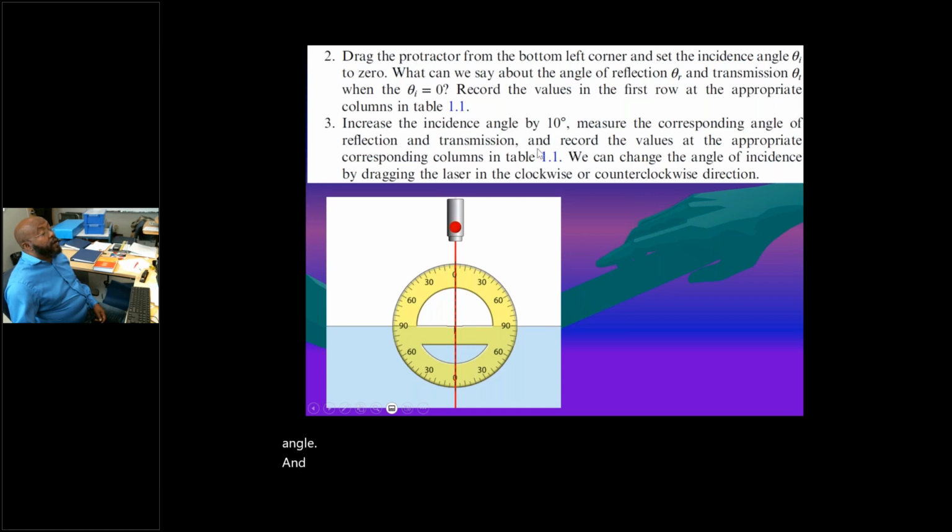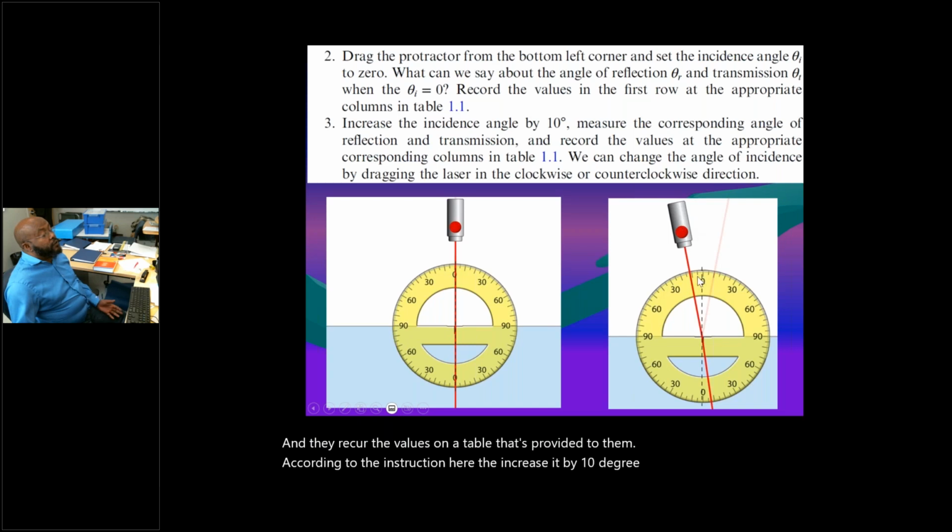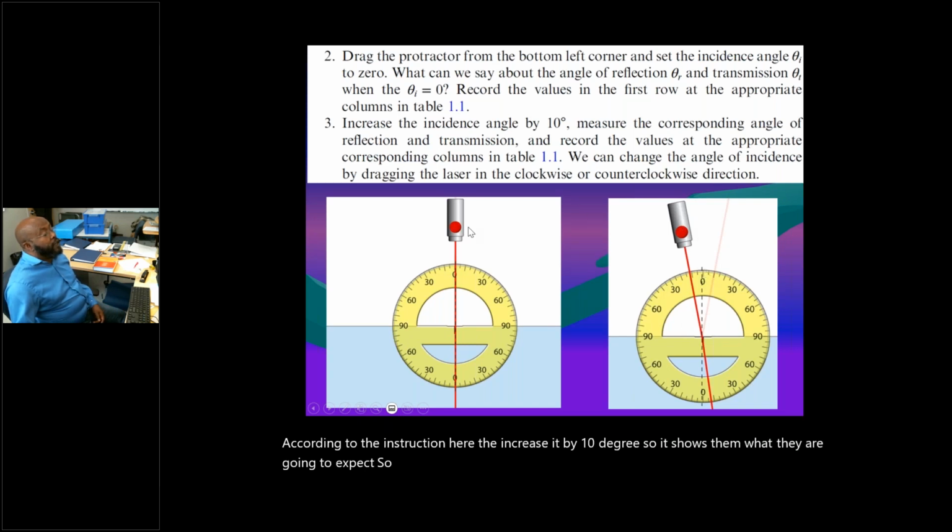And they record the values on a table that's provided to them. So according to the instruction here, they increase it by 10 degrees. So it shows them what they are going to expect. So this is when they increase the angle by 10 degrees, they see the reflected ray, and they see the transmitted ray.